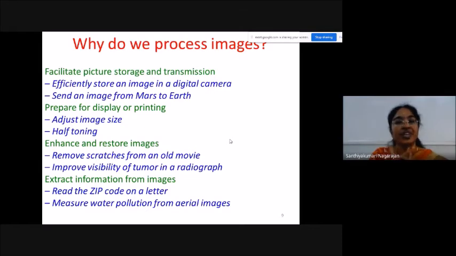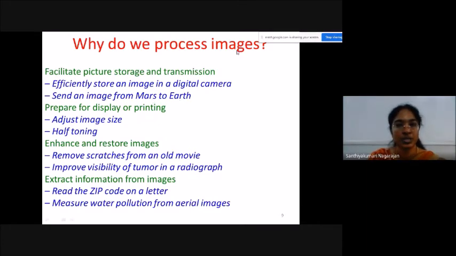Then we need to know why we need to process images. Why can't we keep the images as they are? What's the purpose of processing images? It is very, very important. The very first significance of processing images is that it helps to facilitate picture storage and transmission. Okay. So an image can be efficiently stored in a digital camera, and it's easy to send an image from Mars to Earth.